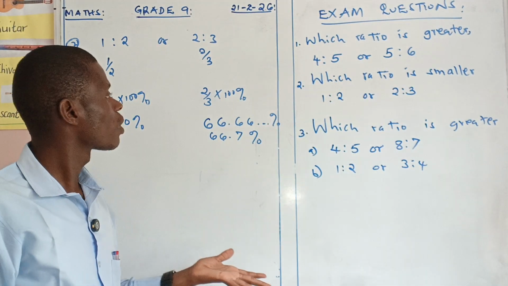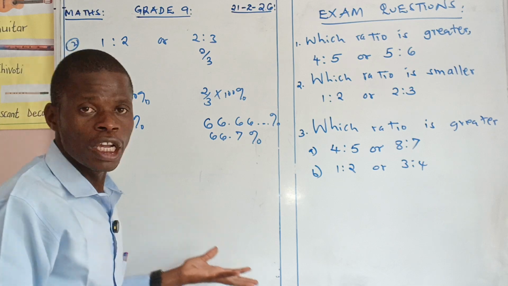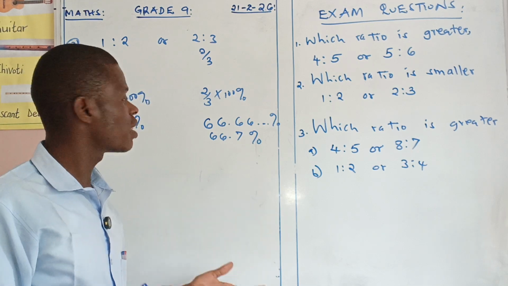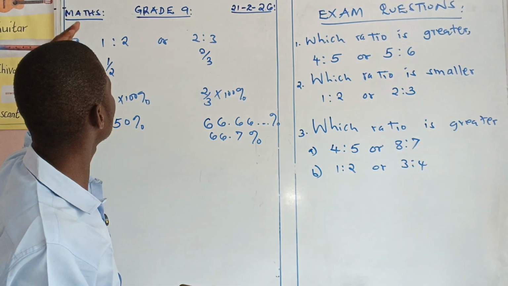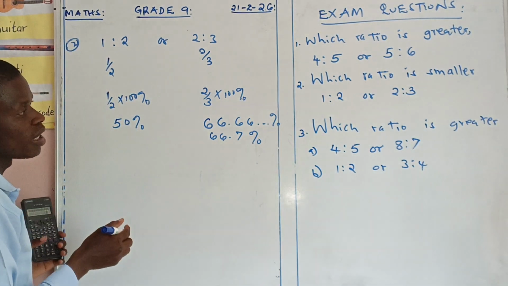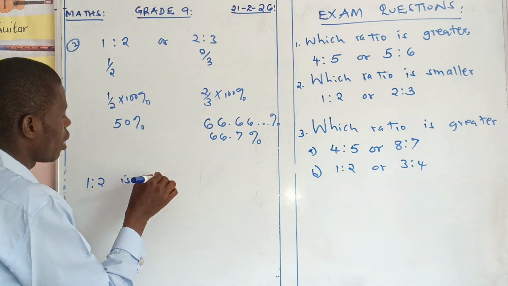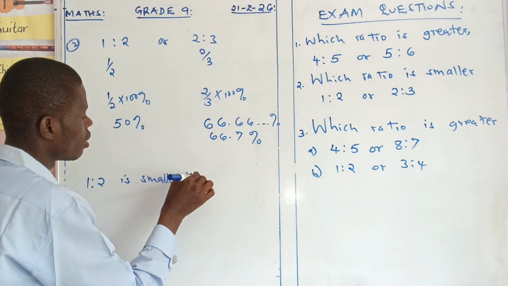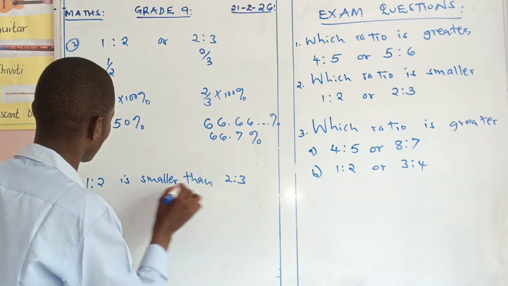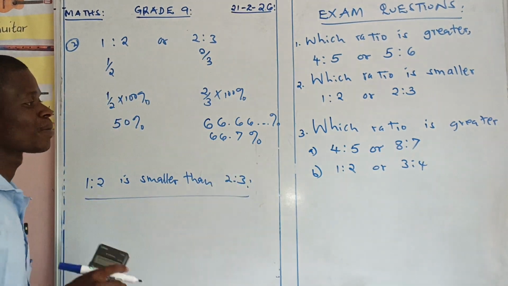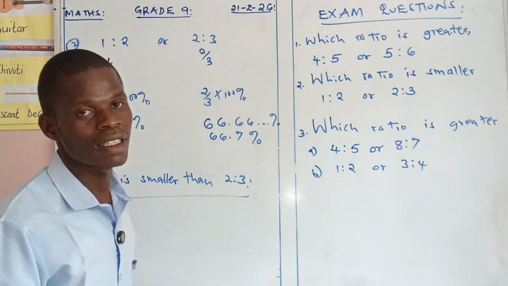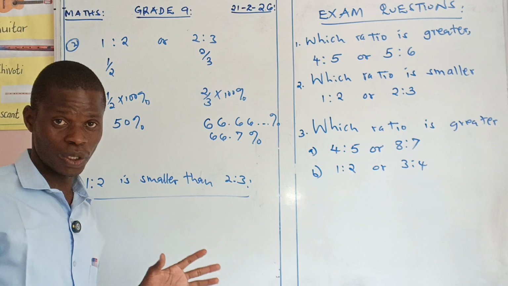Are you going to hesitate to know which one is smaller than the other? That one, 50%. Which ratio is that? 1 to 2. So what will you say? 1 to 2 is smaller than 2 to 3. Easy. As simple as that.